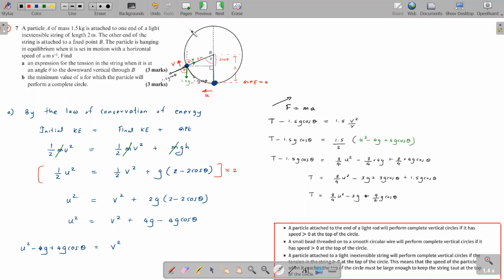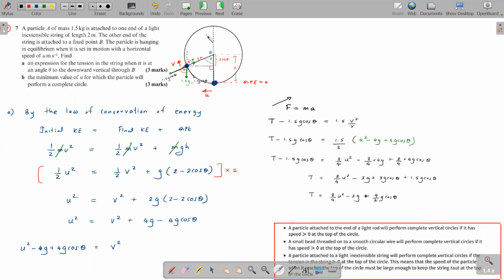Okay, so how do we get a complete circle? Now, what's the requirement to perform a complete circle? So guys, first thing is, you're working with a light inextensible string. So when you're working with a string, I think you need to understand that the point the particle or the string will have the most difficulty in passing is where? Is the topmost point, right? So if it can pass this topmost point, then definitely the other part will work with gravity, right? So the hardest part to go through is the topmost part.